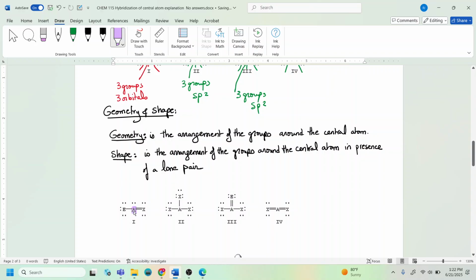Now, when do I start taking the lone pair into consideration? Whenever I want to get the shape of the molecule, because there's a difference between the geometry and the shape. Now, the shape is still the arrangement of the groups around the central atom, but whenever there is a lone pair, the geometry is always similar to the shape unless you have a lone pair. So once I have a lone pair on the central atom, the shape is going to be different. Why? Because the lone pairs are going to squish the bonds. So the bond angle is going to be less than what is expected.